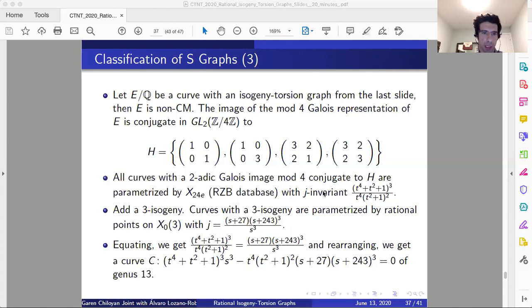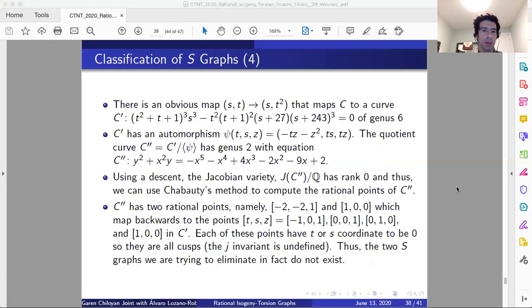Note that every power of t in the equation of the curve C is even. So there's an obvious map sending (s,t) on C to the point (s,t²) on the curve C′. C′ has the same equation as C, but the powers of t are just cut by a factor of 2. C′ has genus 6, which is a little better. Moreover, C′ has an automorphism psi given here. The quotient curve C″ has genus 2, and we can actually find a model for it. C″ is a hyperelliptic curve.